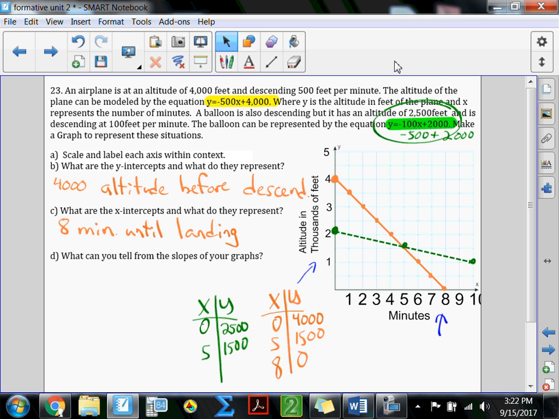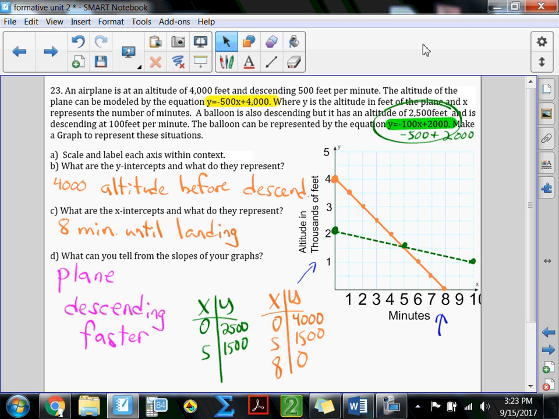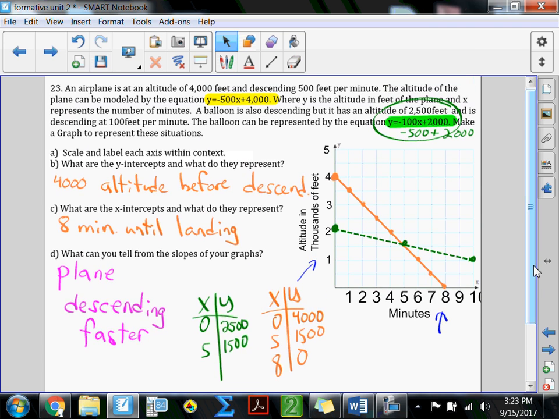So that's accurate now. And what can you tell from the slopes of the graphs? Well, I can tell that the orange line is steeper. So because the orange line is steeper, we could say that the plane is descending faster, or it's descending at a greater rate. And I think that's all I need to do for number 23.